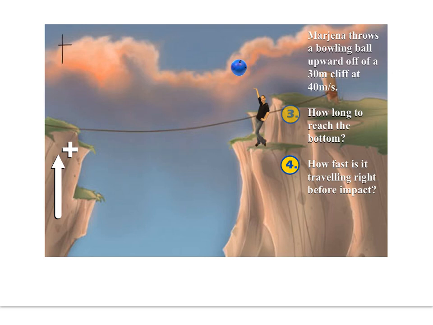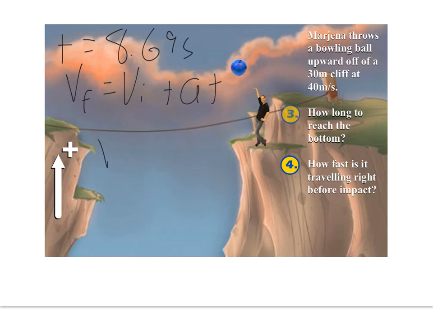Once we have that time of 8.69 seconds, finding how fast the ball's traveling right before impact, we can just use ultra mega equation 1. Final velocity is equal to initial velocity plus acceleration times time. Final velocity is equal to initial velocity, which is 40 meters per second, plus our acceleration, which is 10 down, so negative 10 meters per second squared, times our t, which is 8.69 seconds.